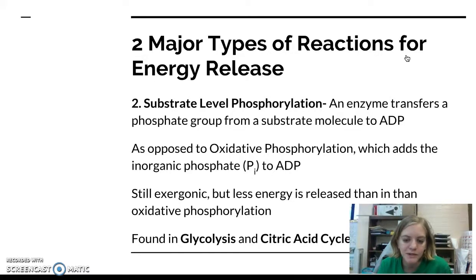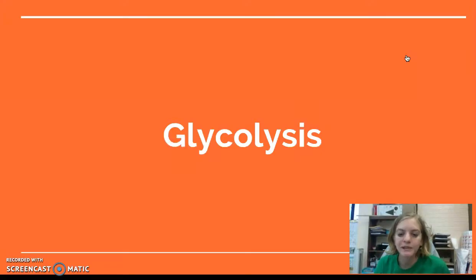This reaction still produces energy, but there is less energy released here than in oxidative phosphorylation. And this type of energy release is what you see in glycolysis and the citric acid cycle. So if you come back to this after you watch those lessons, you'll see that the most energy gets released in the electron transport chain, which is where oxidative phosphorylation happens. And we still get a little bit of energy from glycolysis and the citric acid cycle, but those make use of substrate level phosphorylation. So with that being said, now we can actually talk about glycolysis.